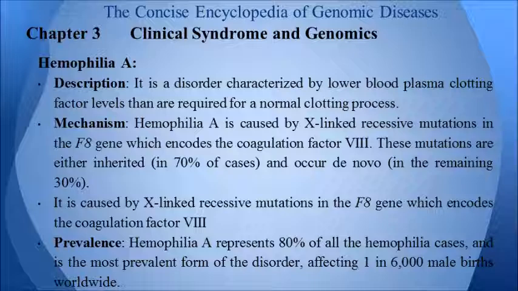These mutations are inherited in 70% of cases and occur de novo in the remaining 30%. The gene is located on the subtelomeric long arm of chromosome X. Hemophilia A belongs to different groups including subtelomeric disorder, de novo disorder, and X-linked recessive disorder. Hemophilia A represents 80% of all hemophilia cases. This condition is the most prevalent form of the disorder, affecting 1 in 6,000 male births worldwide.